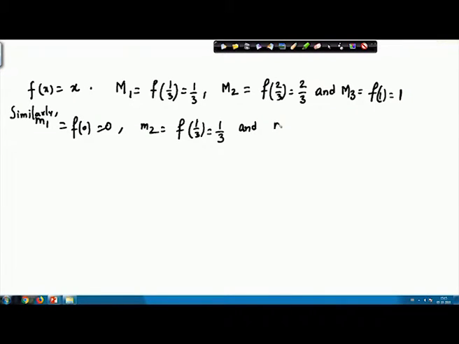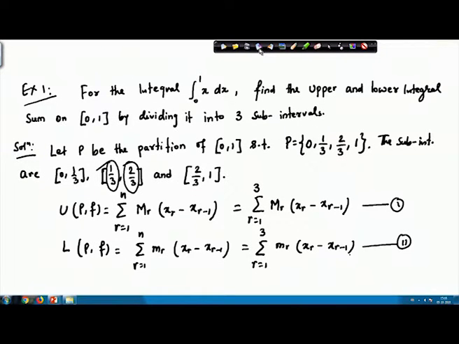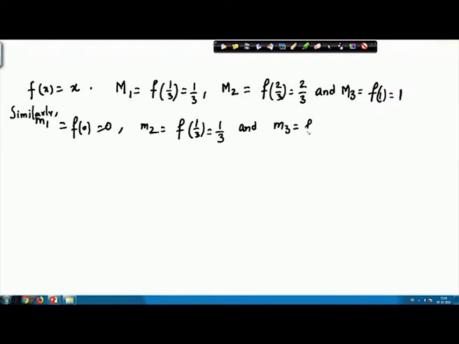And small m3. So small m3 is the lower bound of this function f in the interval 2/3 to 1. This will be attained at f(2/3), which is basically 2/3.